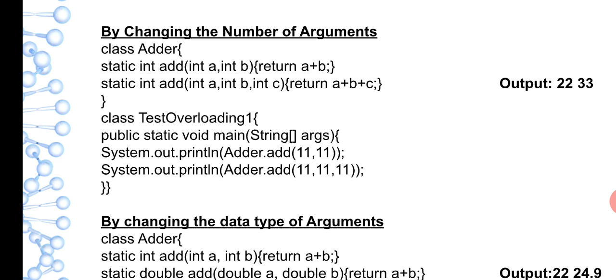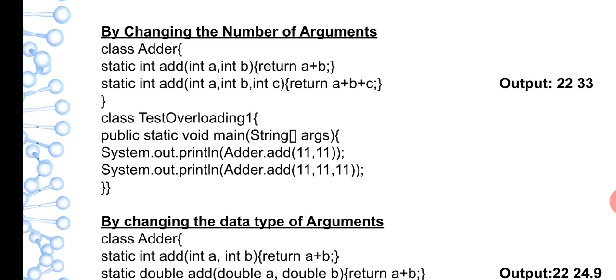So you have one class called Adder. Inside that you have 2 methods, static int add and static int add again. But in one method you are taking only 2 parameters, a and b, and for the second add method you have 3 parameters, a, b and c. Both methods will just add the numbers and return the value to the calling method.